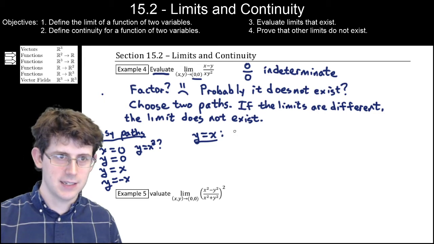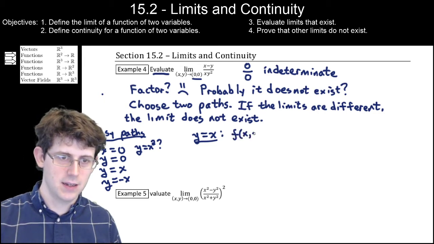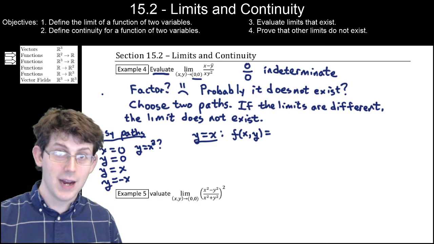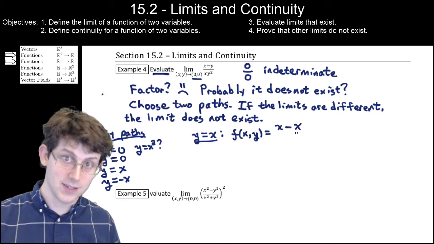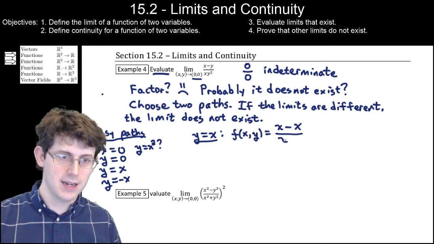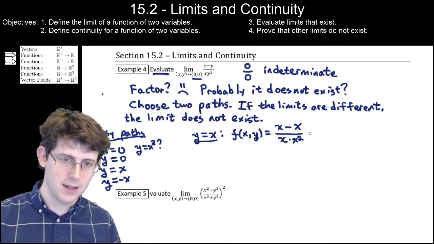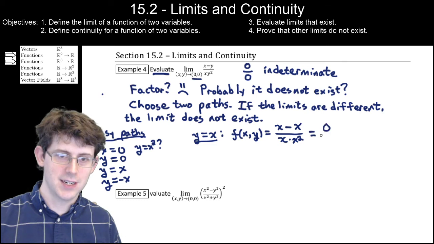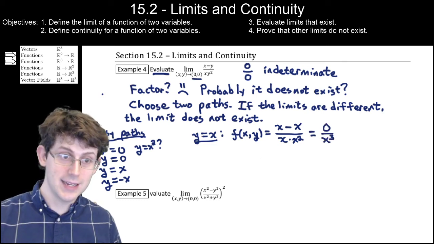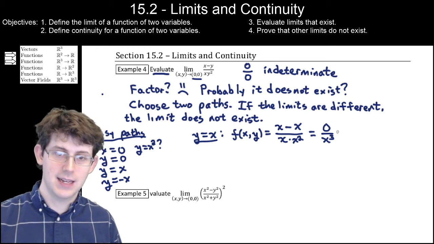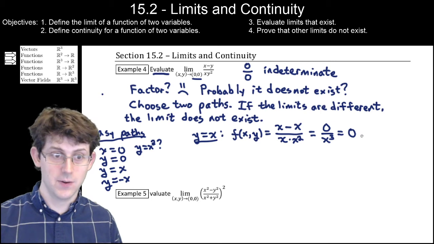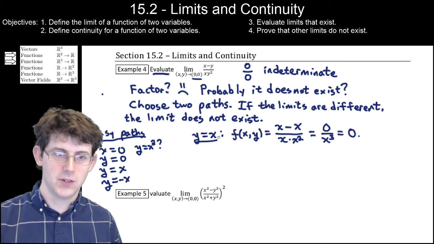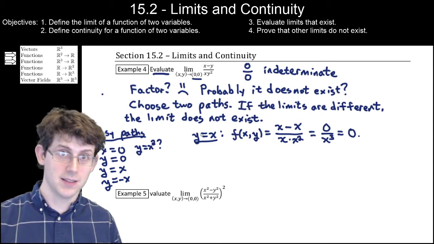So if y equals x, then my function is actually x minus x over x squared, because y equals x. So the function is 0 over x cubed. What I did here is I substituted y equals x into the function, and I get a simpler version of the function, which is that the function is always 0. So this function is headed to 0 along this path.